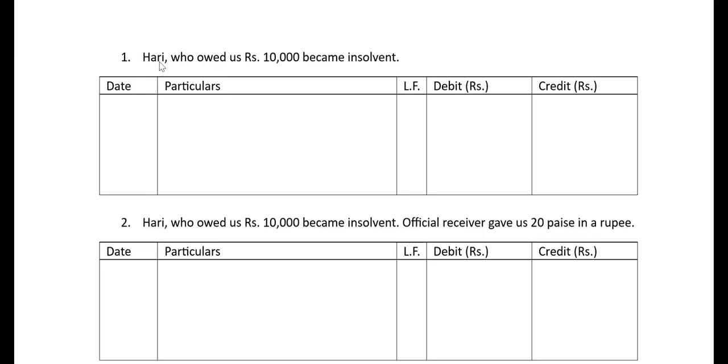First transaction, Hari, who owed us rupees 10,000, became insolvent. Hari is a debtor to the business. He owes the business rupees 10,000. Now from the transaction it is clear that Hari has become insolvent and will not be able to pay the business the amount due from him, which is rupees 10,000. Now this rupees 10,000 is irrecoverable. Whenever an amount is irrecoverable, we need to debit it to bad debts account.